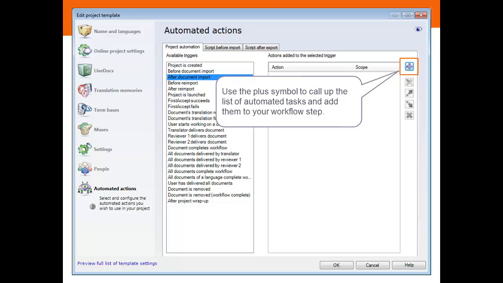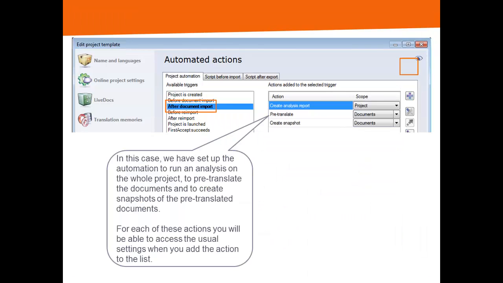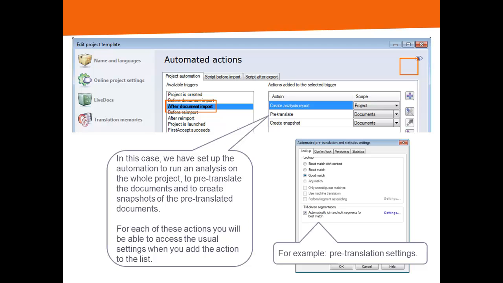Use the plus symbol to call up the list of automated tasks and add them to your workflow step. In this case, we have set up the automation to run an analysis on the whole project, to pre-translate the documents, and to create snapshots of the pre-translated documents. For each of these actions, you will be able to access the usual settings when you add the action to the list.